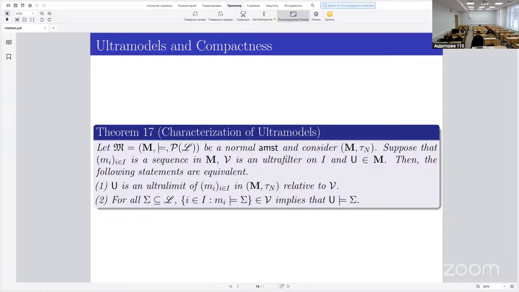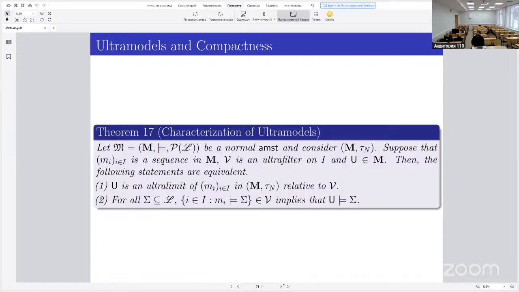if for every sigma, the set of all indexes such that Mi satisfies sigma belongs to the ultrafilter, implies that the ultra model satisfies sigma. So what is the importance of this theorem? It essentially gives the non-topological characterization of the ultra models. And also notice that this is one direction of Łoś's theorem, if you just replace ultra models by ultra product.